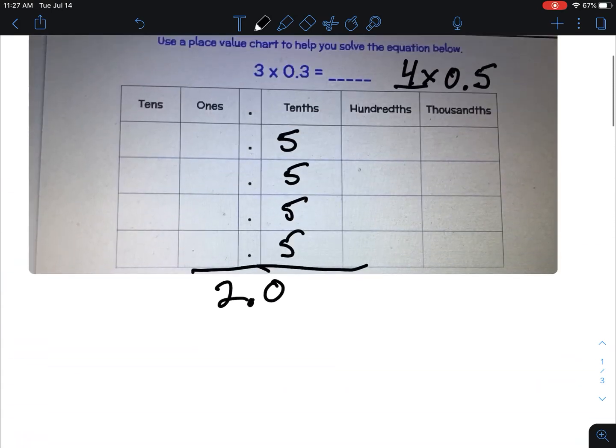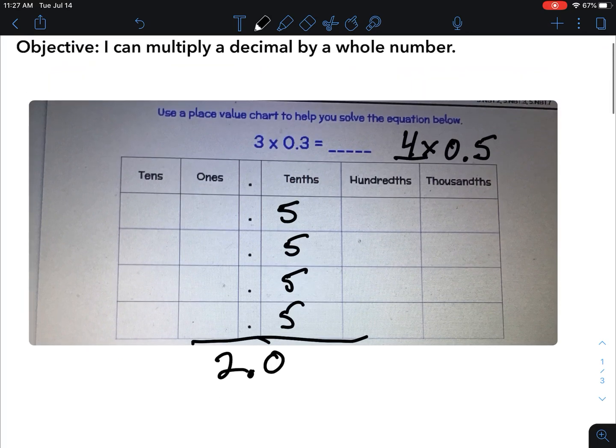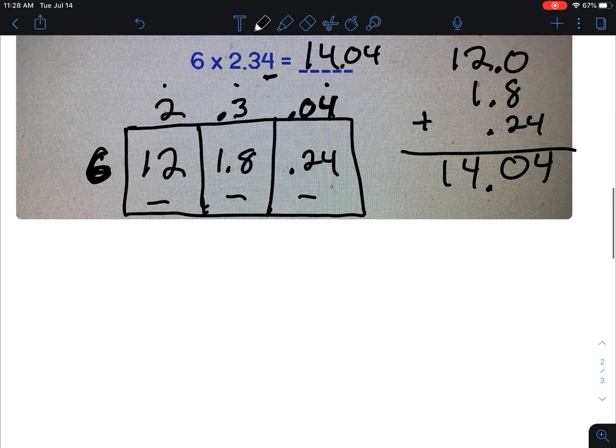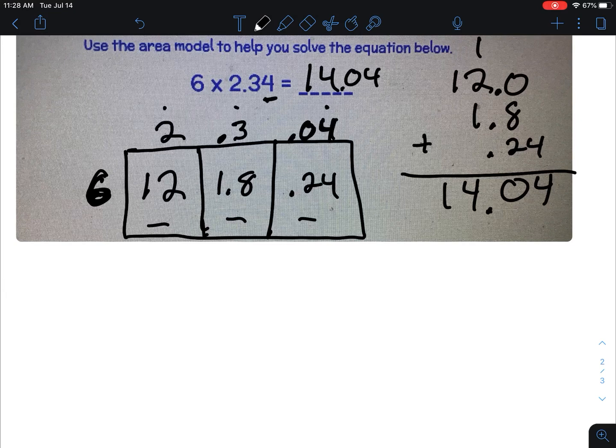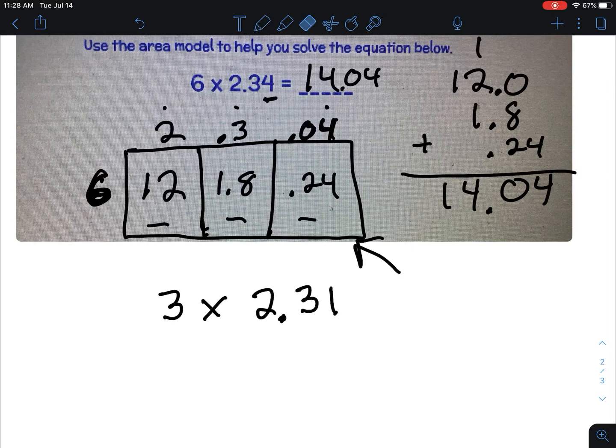Okay, I'm going to give you one to try. You already did one of these, so I'm going to give you one of these to solve with an area model. I'll leave this picture on the screen to help you. I'll give you smaller numbers too. Let's do 3 times 2 and 31 hundredths. I want you to use an area model and see if you can solve this problem right here.